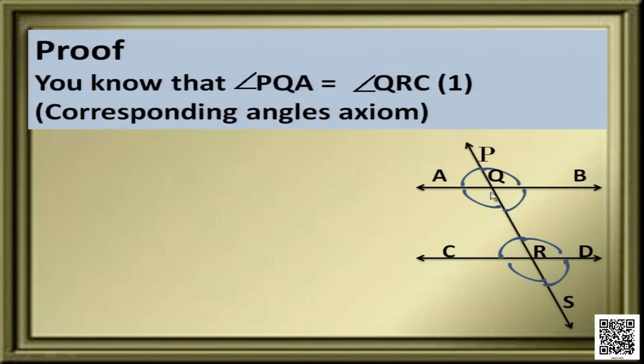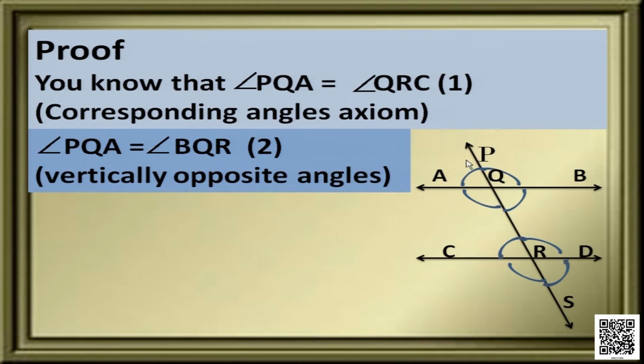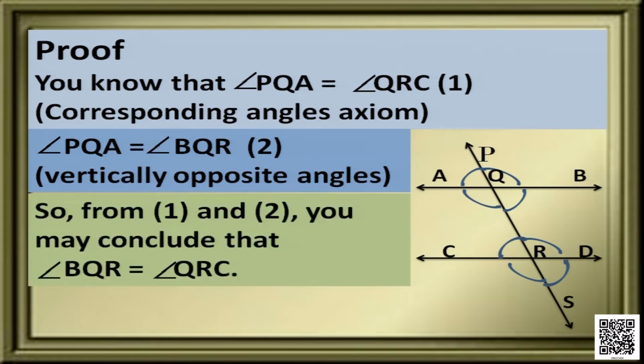As you know, angle PQA is equal to angle QRC. Why? Because they are corresponding angles, AB and CD are parallel, and PS is the transversal. So by the corresponding angle axiom, we can say that angle PQA is equal to angle QRC. Then angle PQA and angle BQR, what are they? Why are they equal? They are vertically opposite to each other. So they are equal. So from equation 1 and equation 2, what do we see? What is common? Here it is PQA and here it is PQA in both equations. So from 1 and 2, we may conclude that BQR is equal to QRC. So this was to be proved in this theorem.